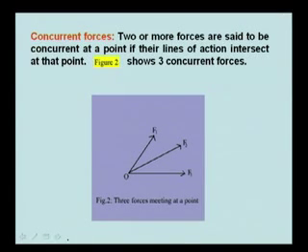What are concurrent forces? Two or more forces are said to be concurrent at a point if their lines of action intersect at that point. So, this figure shows three forces meeting at a point. This shows three concurrent forces. So, all these forces are meeting at a point, therefore, they are concurrent forces.